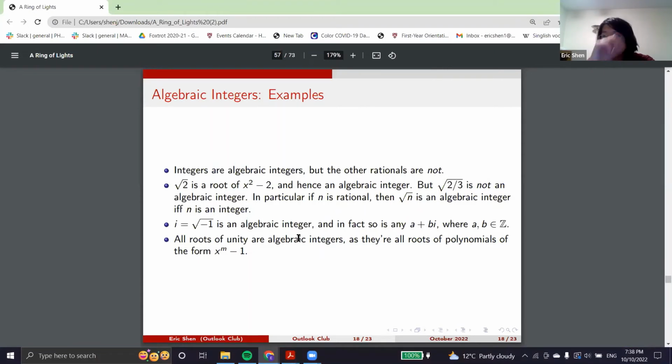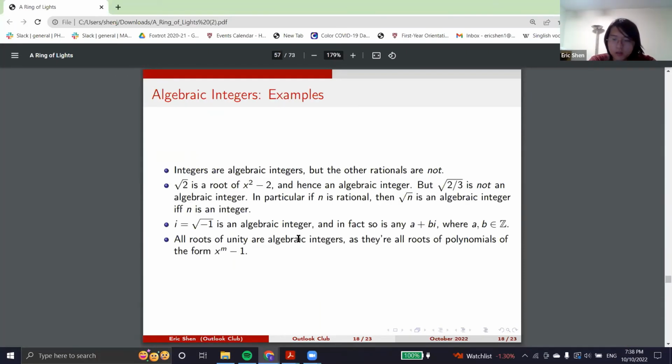One of the most important things we'll need to know about algebraic integers today is that all roots of unity are algebraic integers. And the reason is that we define them as the roots of the polynomials x to the n minus 1, and the leading coefficient there is equal to 1. So fantastic, they're also algebraic integers.